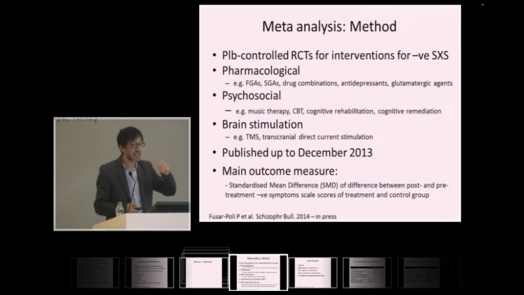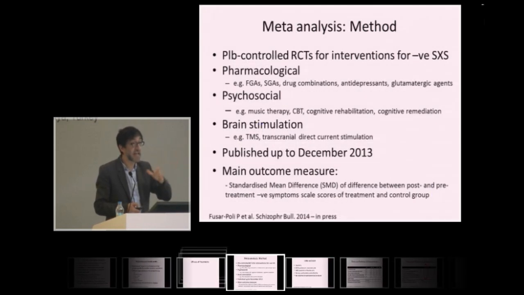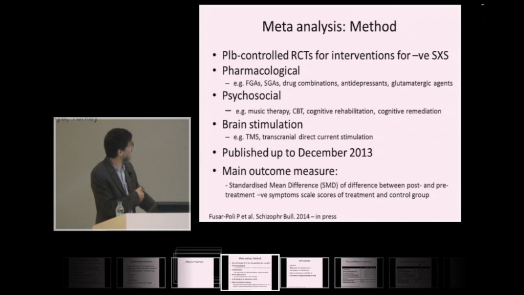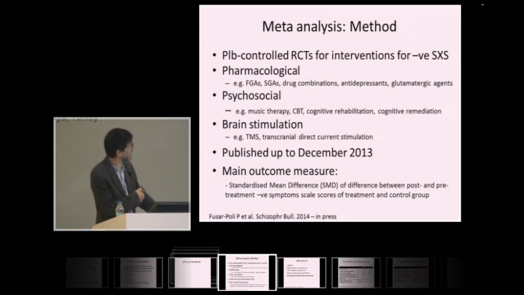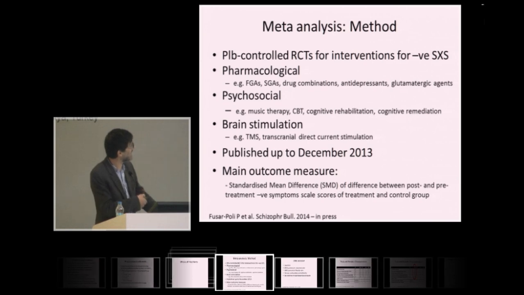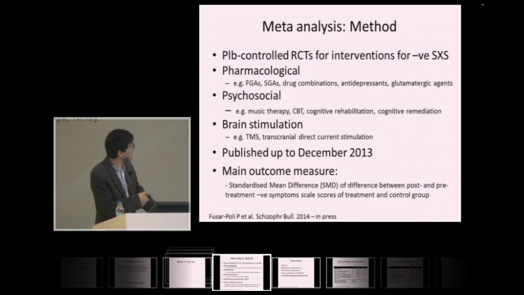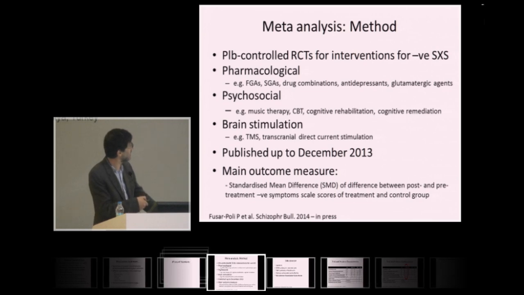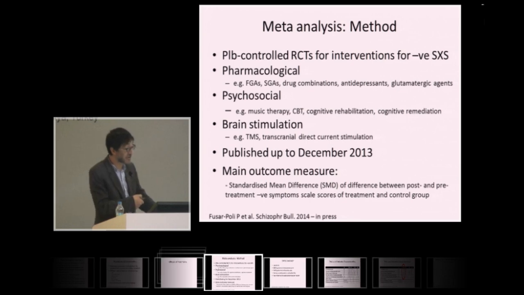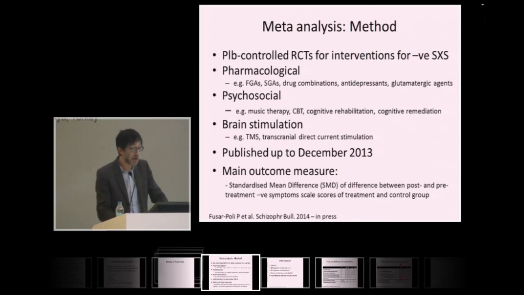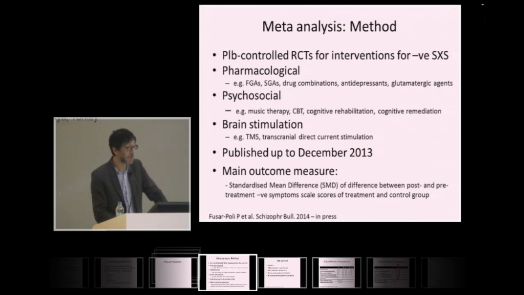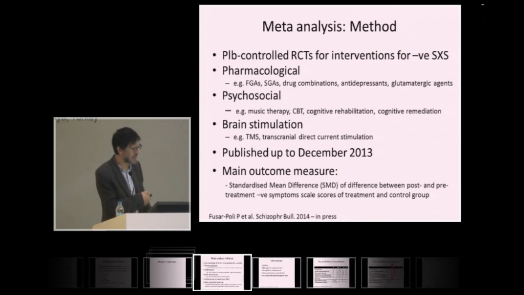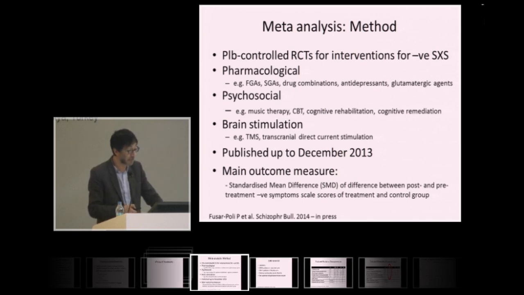So the 168 trials were divided into three main groups. Those that targeted pharmacological treatments, and these were broken down into first-generation antipsychotics, second-generation drug combinations, anti-inflammatory drugs would be in there, adding antidepressants to antipsychotics, and adding glutamatergic drugs there. There was then a range of psychosocial interventions, including music therapy, cognitive remediation, and cognitive behavioural therapy. There were then about 10 studies that looked at brain stimulation, in particular transmagnetic stimulation.